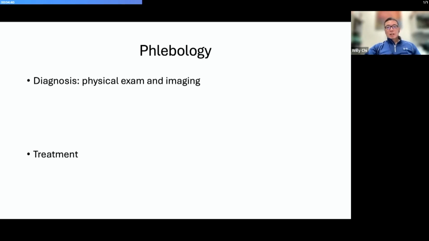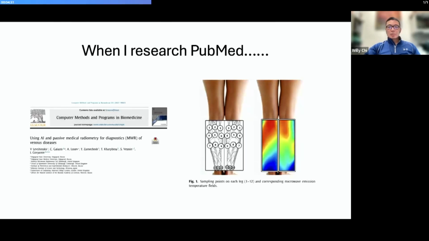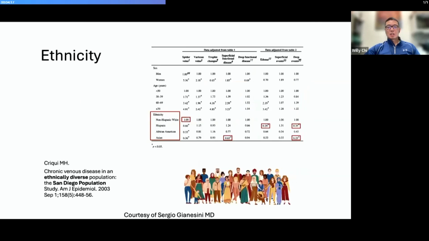Now, as applied to phlebology, the simple way of thinking how AI will help will be diagnosis and treatment. Simple. But as I researched the term AI in phlebology, only one article came up of relevance. It has to do with the microwave analysis of temperature differences between the limb that has venous disease versus no venous disease. So that brought me to think more about this particular topic.